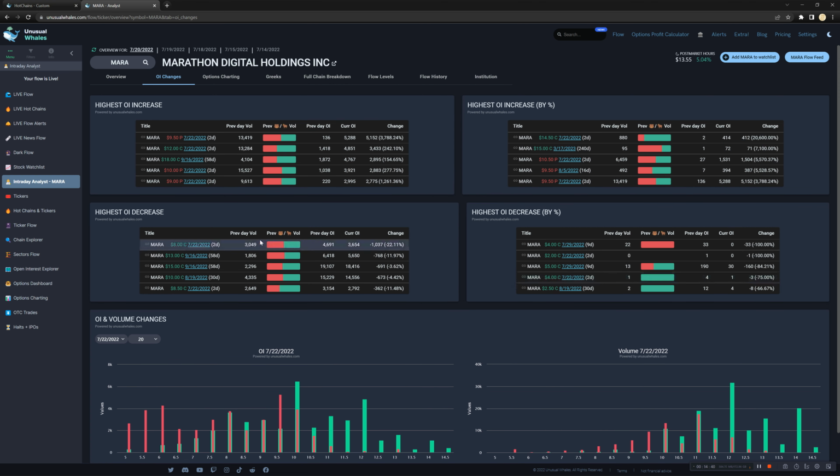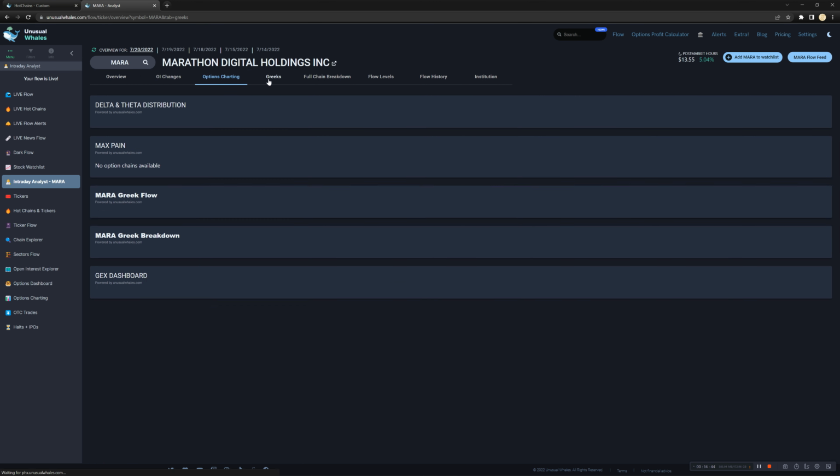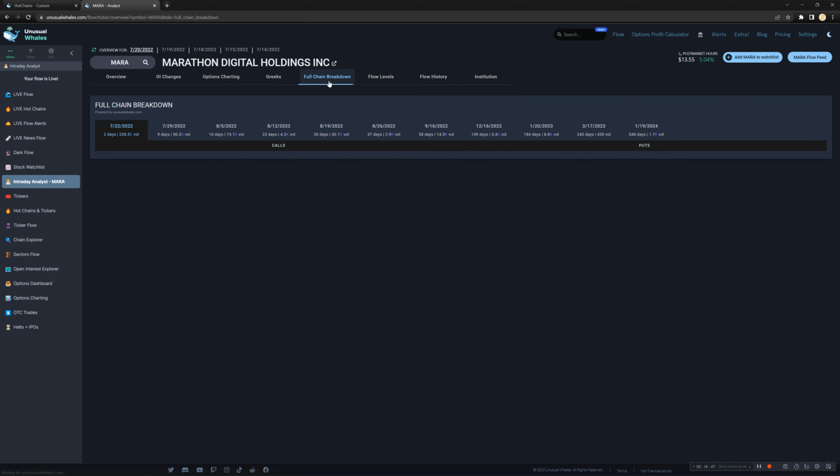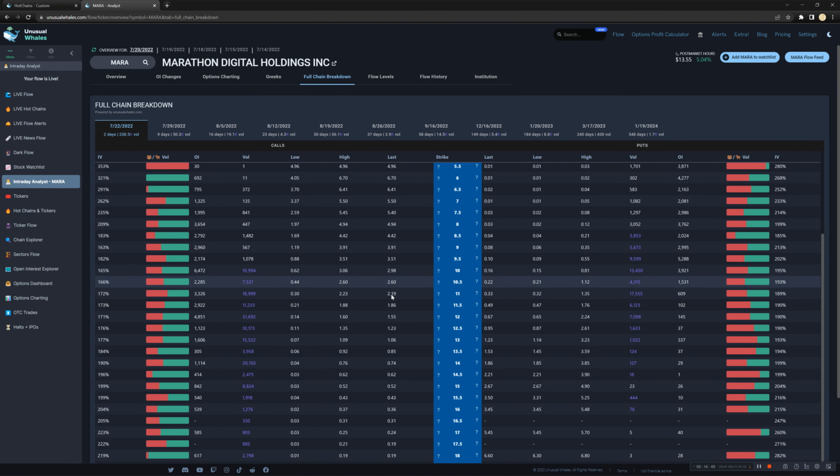Now, this is a bit overkill. I don't look at this data all the time, but I can see the option charting. I can see the Greeks. I can see the full chain breakdown, what all these options are looking like in the calls and the puts.